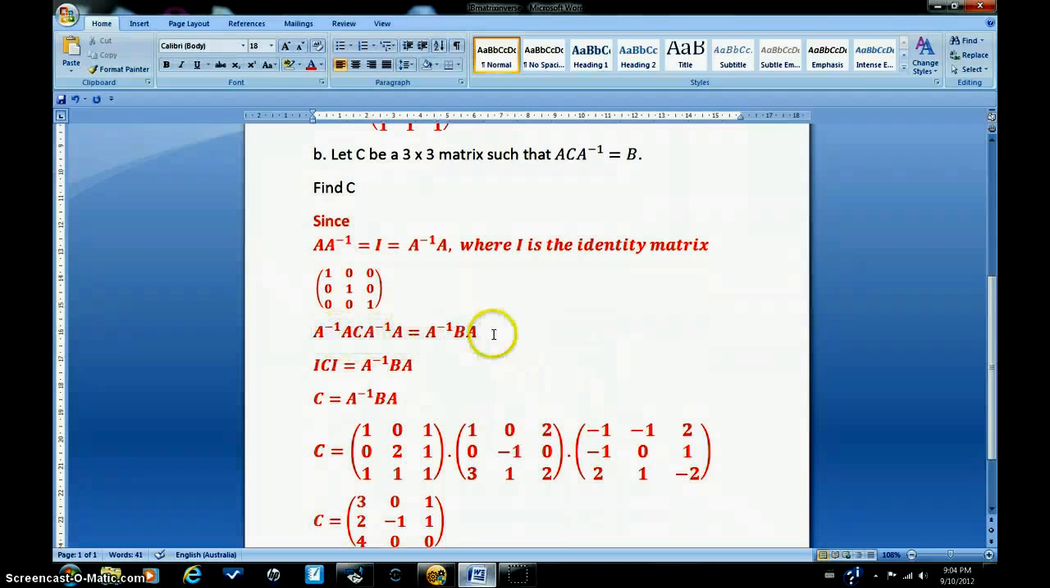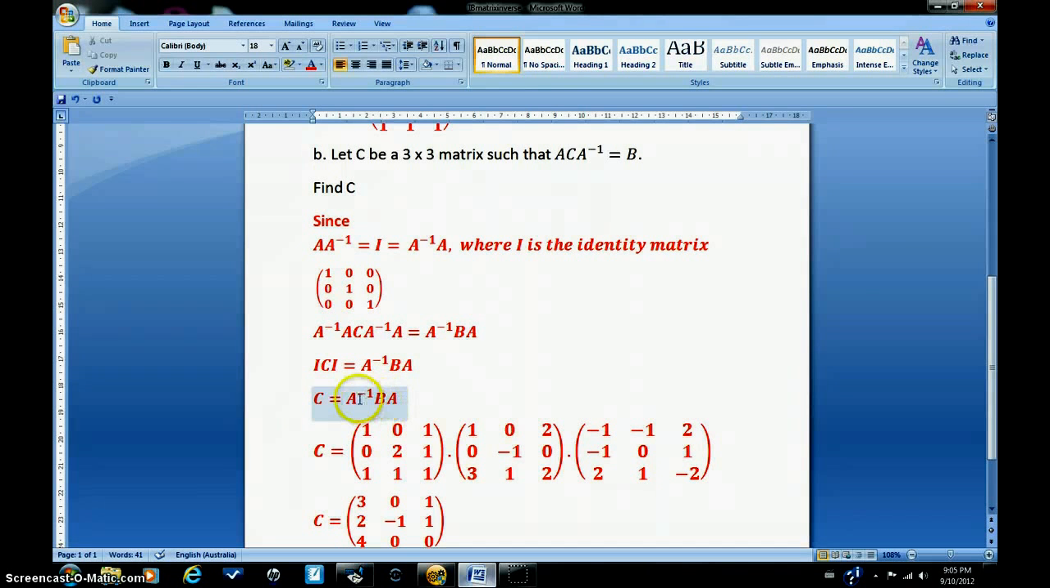Well, this looks quite complicated, but the left hand side simplifies considerably because A inverse times A is the identity, and so is A inverse times A on the right, the identity. And if you multiply the identity by the matrix C, you just get C. So we end up with C on the left hand side. On the right hand side we have A inverse times B times A.